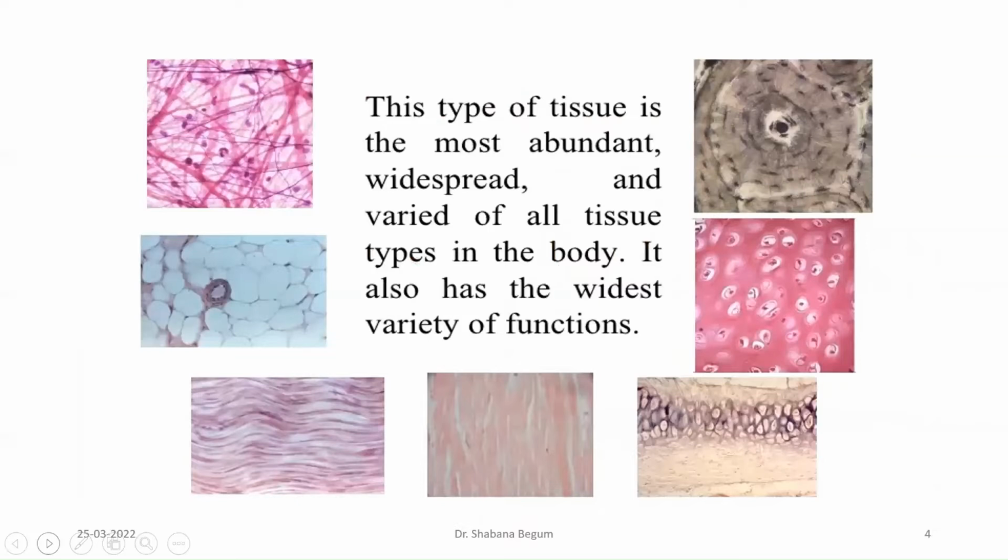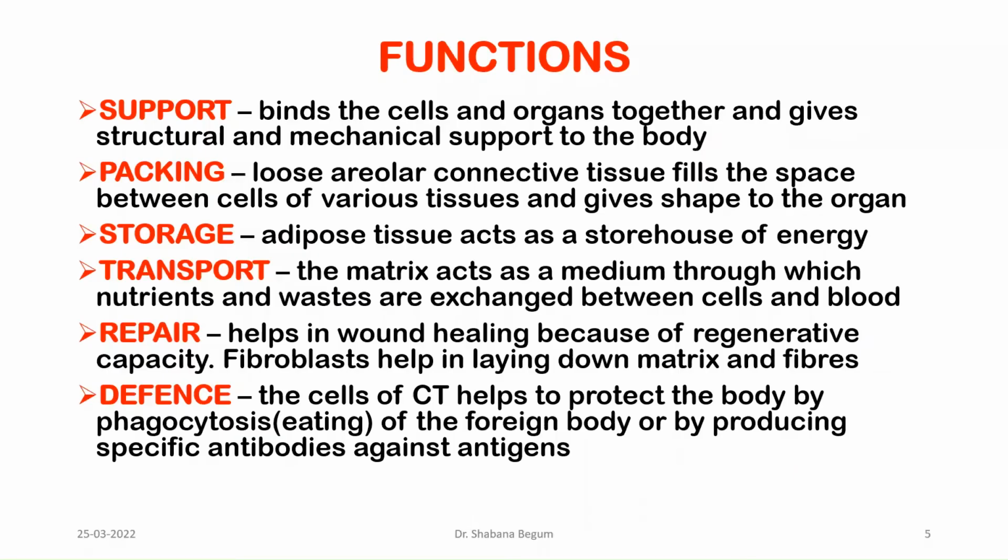Now this type of tissue is one of the most abundant. It is widespread and it has a lot of variations. So obviously it also performs a wide variety of functions. The functions of the connective tissue are as follows. Number one is support. It provides structural and mechanical support to the body by binding the cells and organs together.